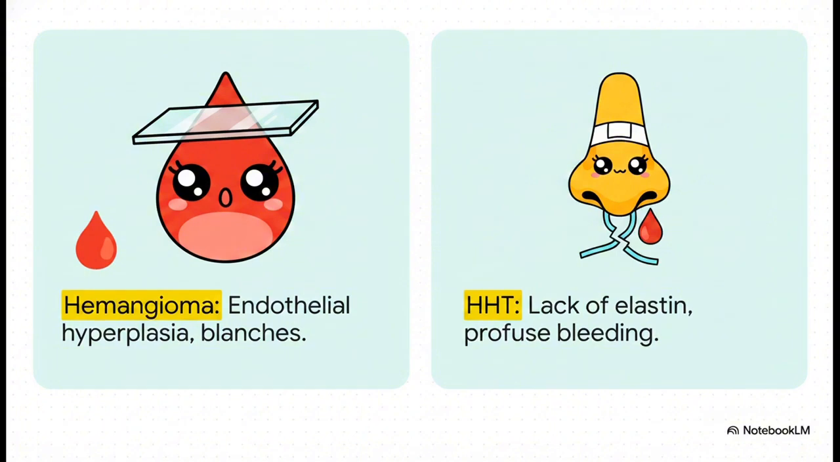Now compare that to hereditary hemorrhagic telangiectasia, or HHT. This one's an autosomal dominant disorder, but the pathophysiology is wildly different. It's actually caused by a lack of elastin, which decreases the structural support of the vessel walls. The major clinical buzzwords you want to look out for with HHT are frequent nosebleeds, also known as epistaxis, and mucocutaneous lesions that bleed profusely with just minor, everyday trauma.